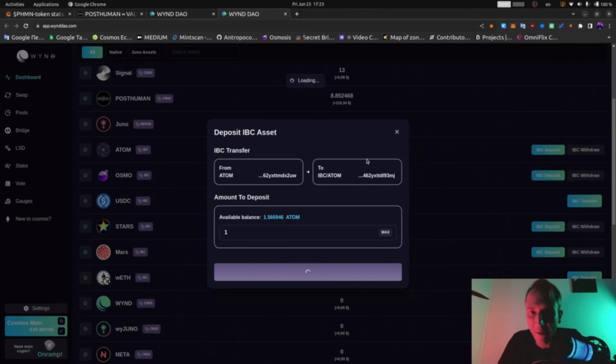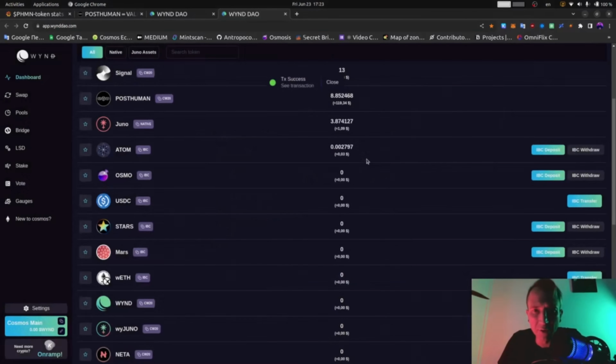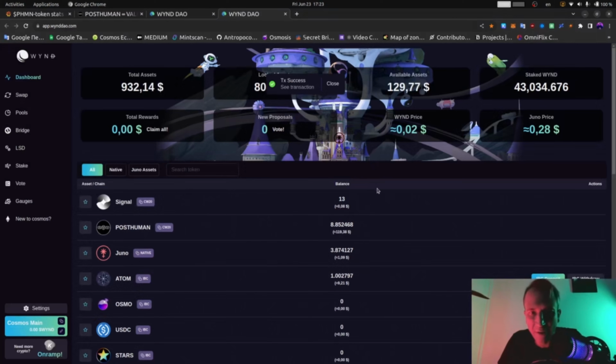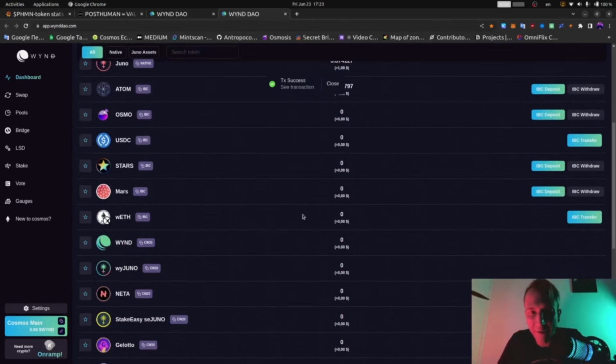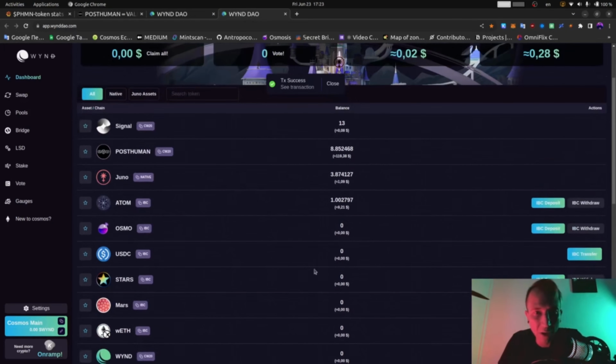We will not cut and edit this moment so that you can see how it really works. You need to understand that IBC transfers take a little bit longer than common transactions, but it's about 5 seconds or something like this. So we see the one Atom as an IBC token at WYND DEX. We don't have other tokens for now, but we will get them a little bit later.